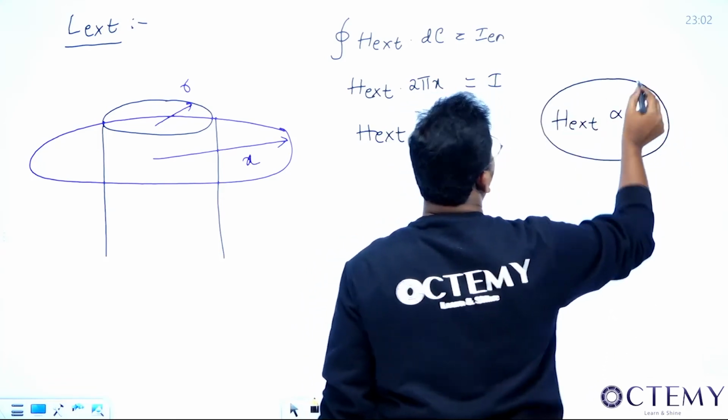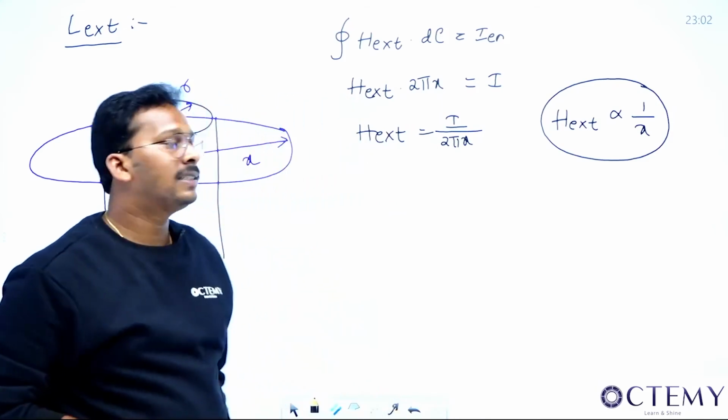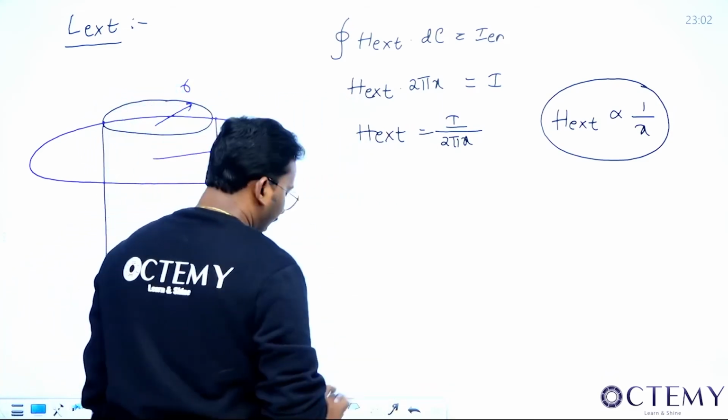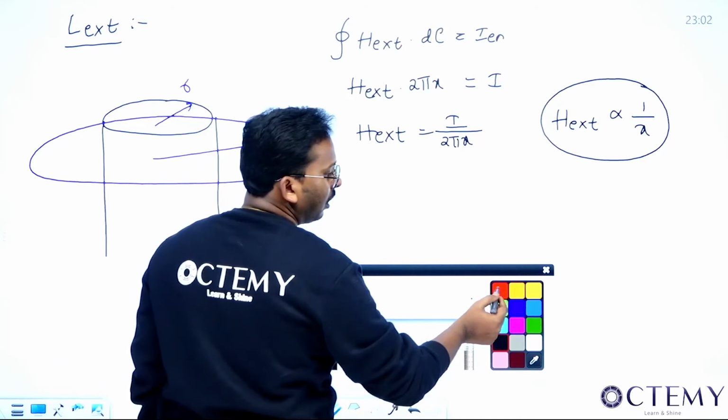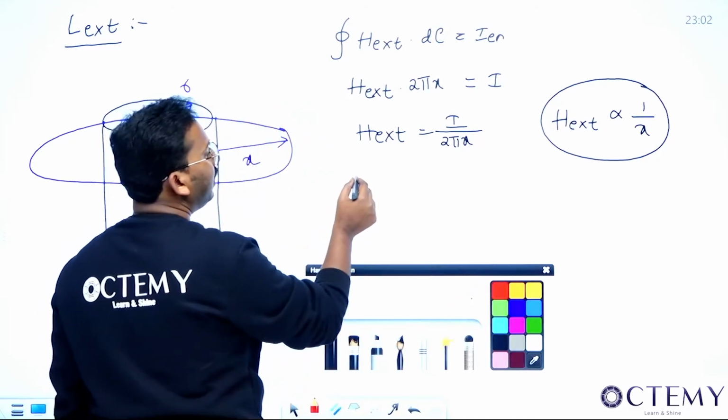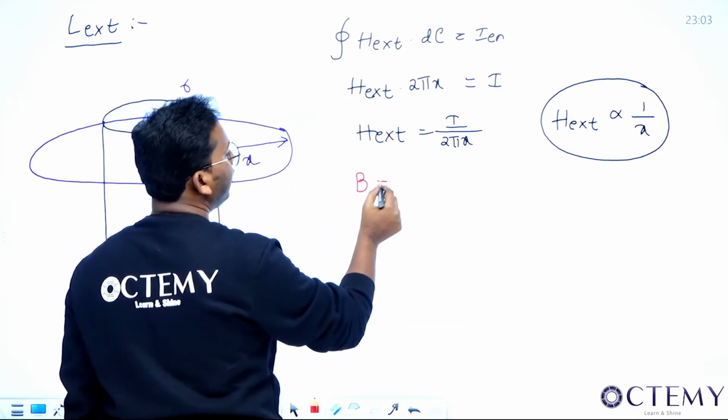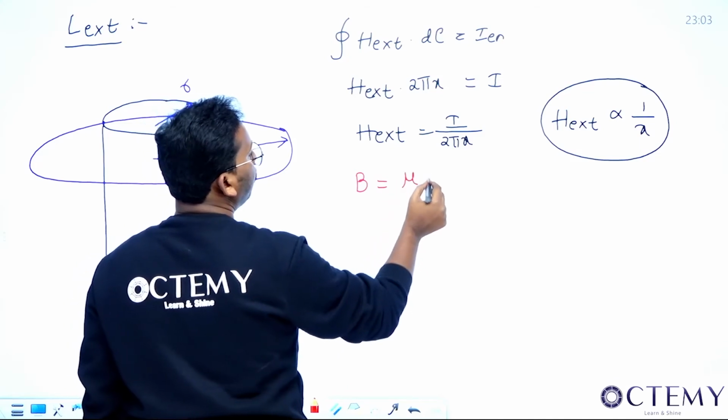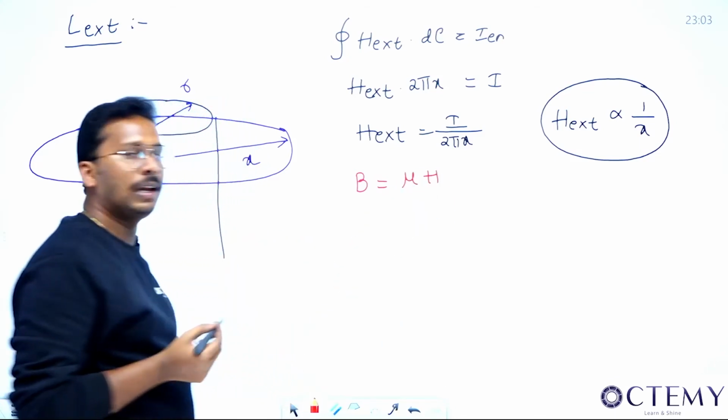H internal was directly proportional and H external is inversely proportional. Now, after getting H, what we have to do? After getting H, we will have to find B. What is B equal to? B is equal to mu naught mu r into H. So, we will get B directly.